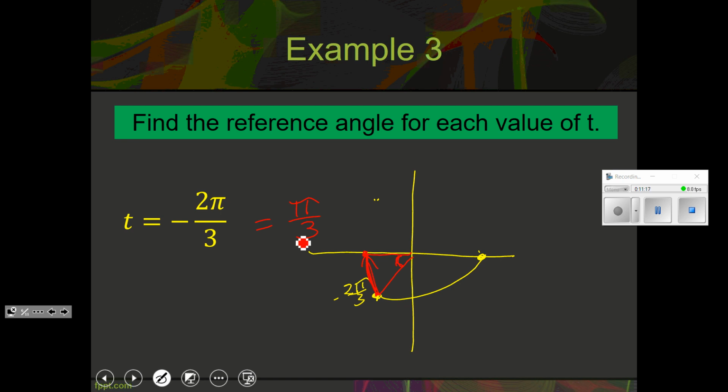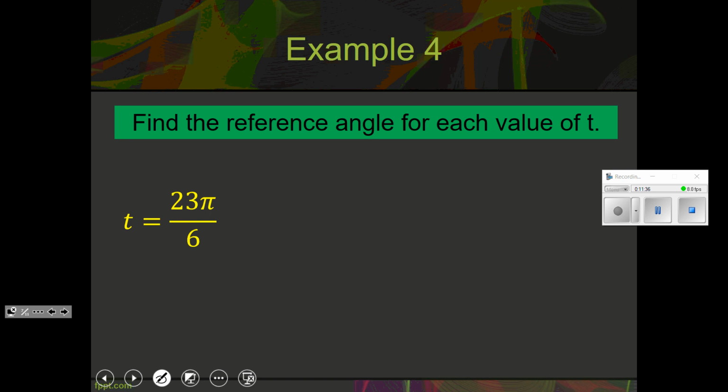It's just always going to be positive because I'm not asking for you to continue rotating. I'm just saying, how big is this angle? Does that make sense? So that's your reference angle. Distance is always positive. Like if I travel, I'm traveling a positive distance. Okay, so now let's get to the hard ones.